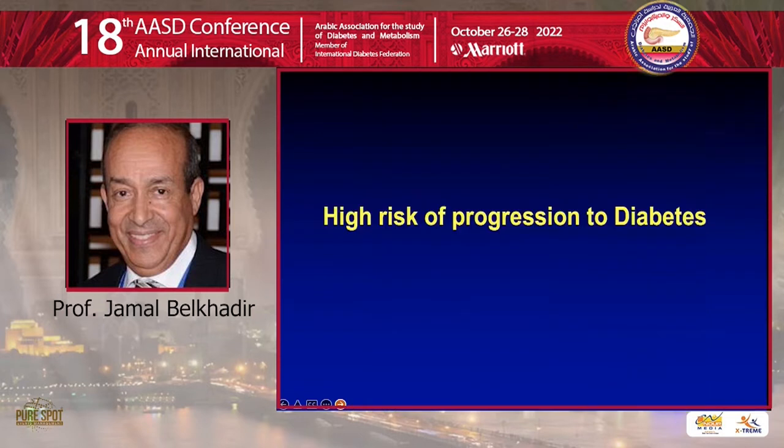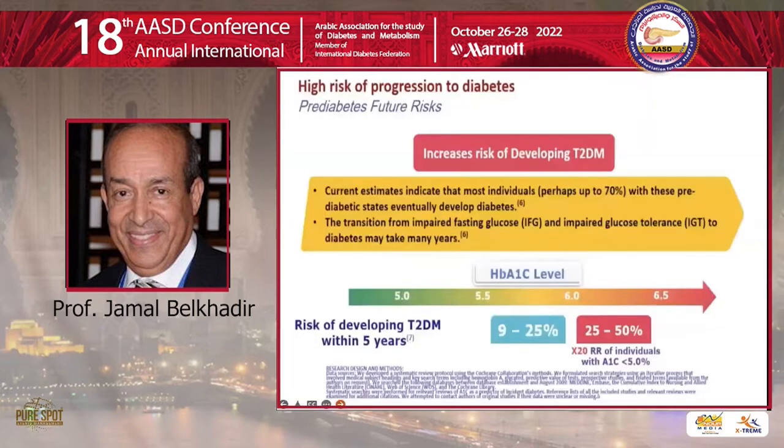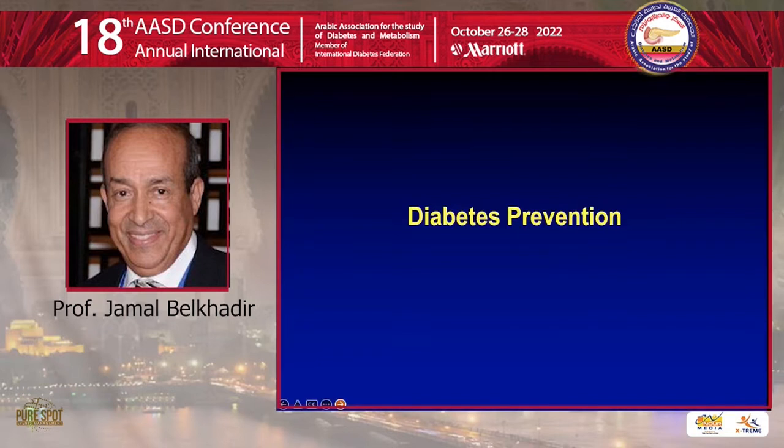The big problem is that pre-diabetes leads to diabetes, and it's known that most individuals, probably more than 70% with a pre-diabetes state, will develop diabetes, and the transition from impaired fasting glucose and impaired glucose tolerance to diabetes may take many years. What about the prevention?